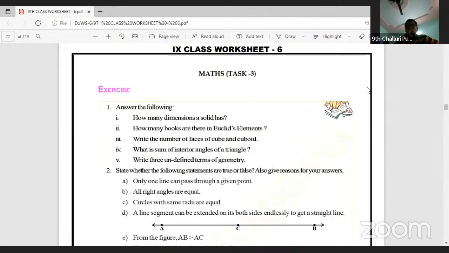What are they? Length, breadth, and height, sir. Very good. So a solid figure has 3 dimensions. So write the first answer: 3 dimensions. Next, second question. How many books are there in Euclid's Elements? Sir, 13 books, sir. Very good.